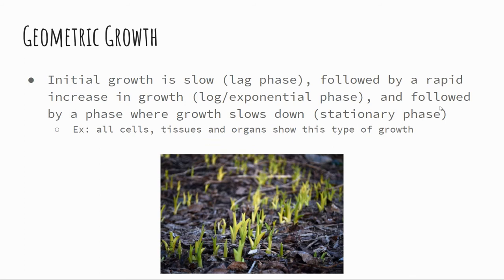Geometric growth is where the initial growth is slow. Okay, so it's called a lag phase. And this is going to be followed by a rapid increase in growth, which is the exponential phase. And then it'll be followed by a phase where the growth slows down, which is a stationary phase. So an example is all cells, tissues, and organs show this type of growth. So with geometric growth, kind of think about a graph. So kind of a slow growth, and then we reach that exponential phase where we jump up quickly, and then we level off with the growth.